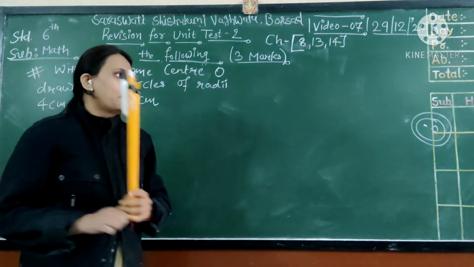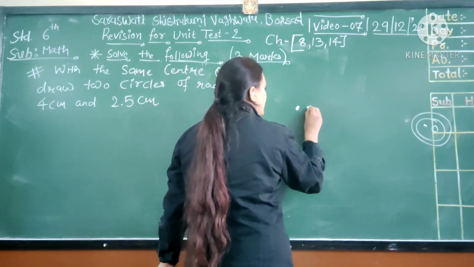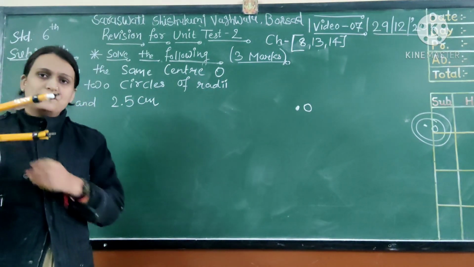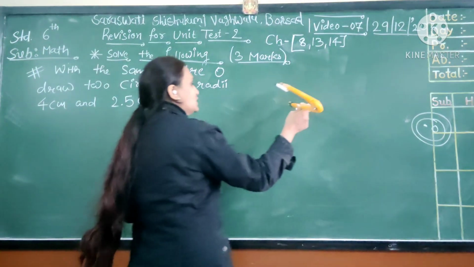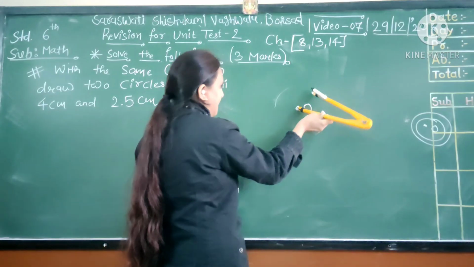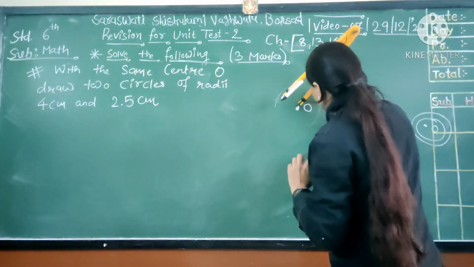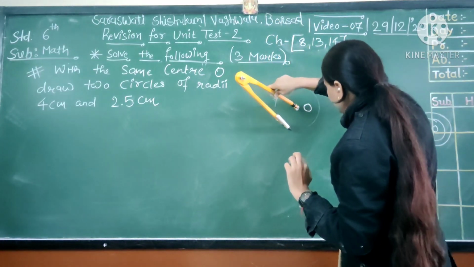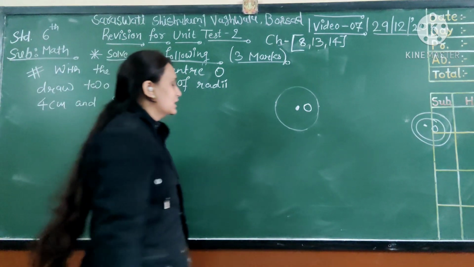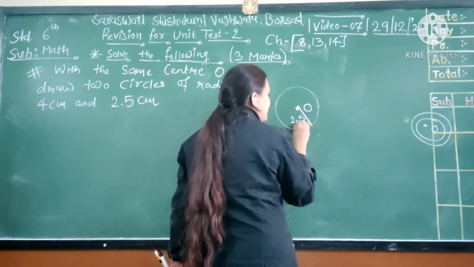Now let us consider center O. So this is our center O. From center O, first we have to draw a circle with 2.5 cm radius. So this way first you have to draw a circle. Okay, so this is your first circle which has radius 2.5 cm.